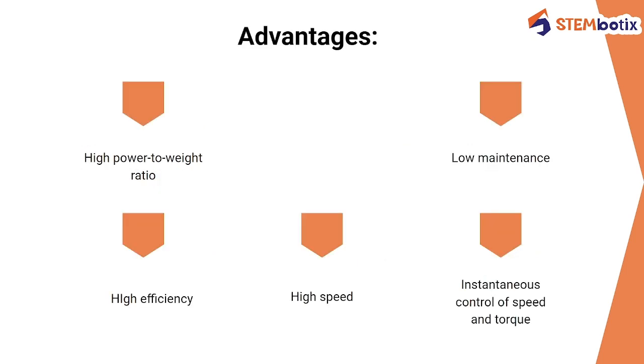Now let's see the advantages of BLDC motors. These motors have a high power to weight ratio. They are low in maintenance because they do not have brushes. They have high efficiency. The BLDC motors are higher in efficiency. Also they have high speed and instantaneous control of speed and torque compared to brushed DC motors. These are the advantages of the BLDC motors.